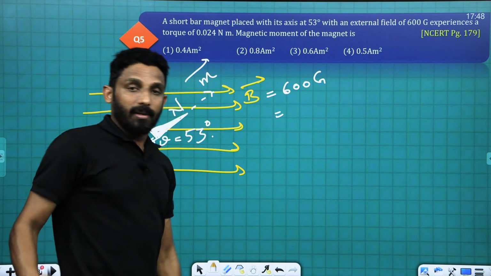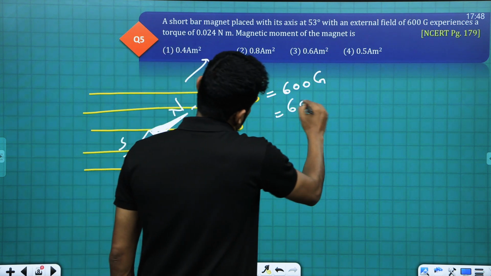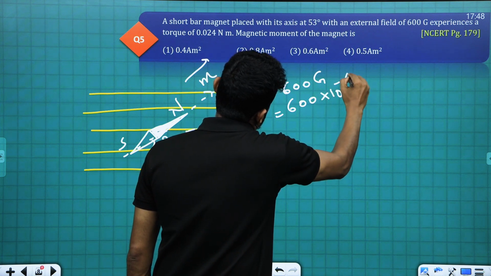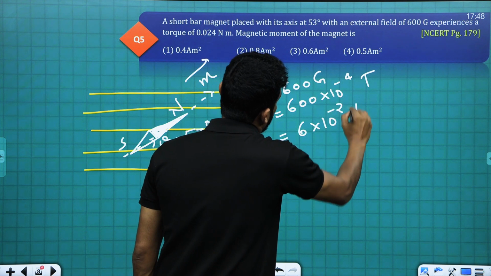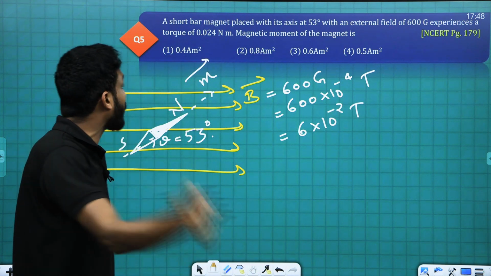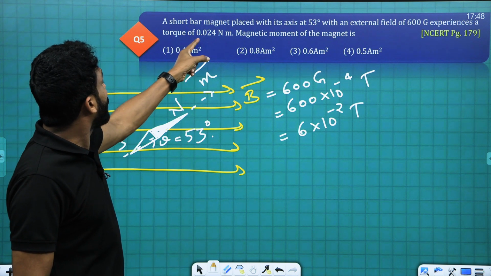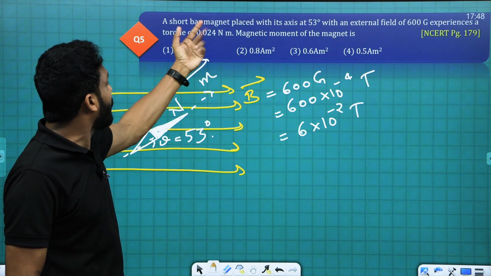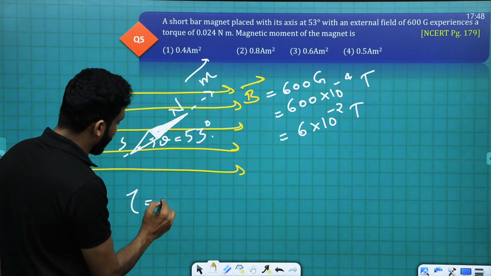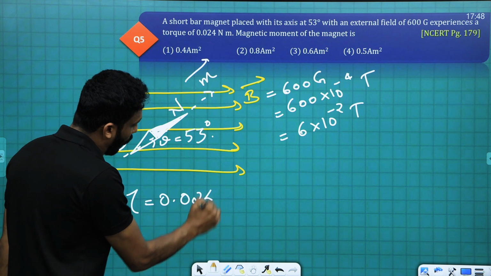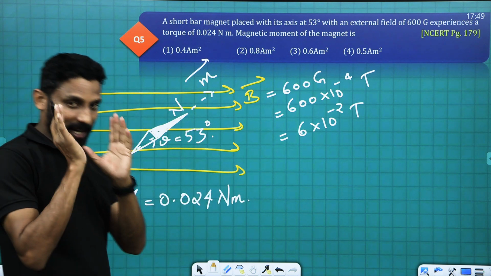You know how much is Gauss? 10 power minus 4 Tesla. 600 into 10 power minus 4 Tesla, that is 6 into 10 power minus 2 Tesla. This is the field strength. Clear? It experiences a torque of 0.024 Newton meter. This much torque the needle experiences.